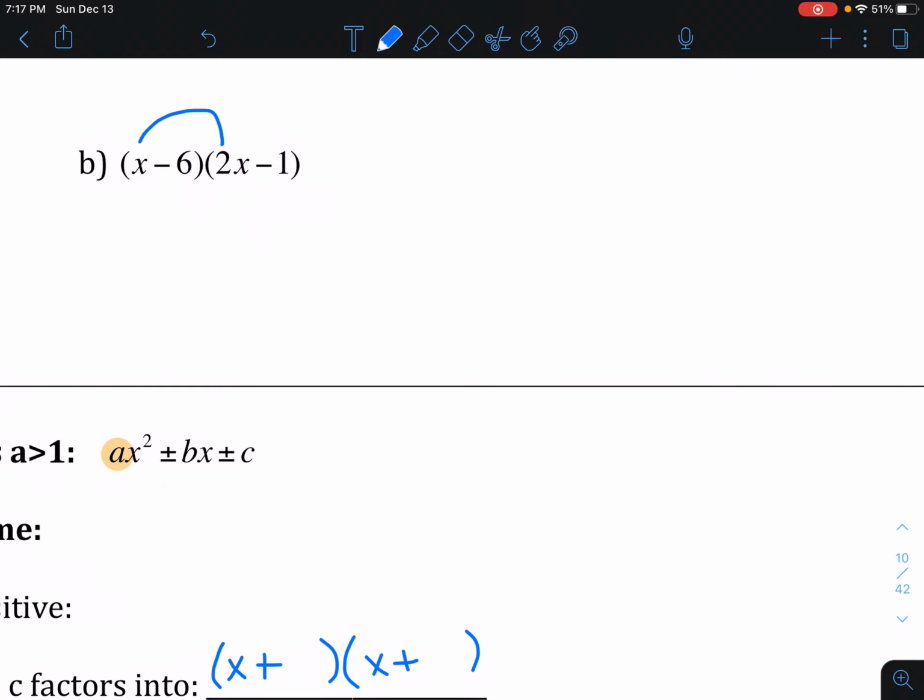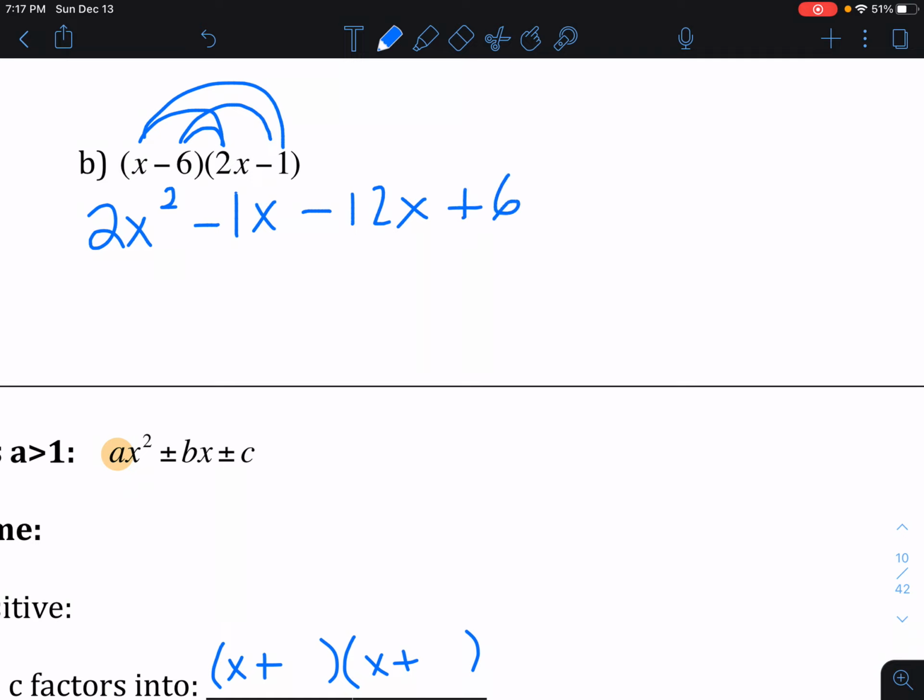First, x times 2x is 2x squared. Outside would be minus 1x. Multiply the inside numbers would give you minus 12x. And multiply the last in each parentheses, that would be a negative times a negative, a positive 6. And then combine like terms, 2x squared drops down. These two can be added together to make minus 13x and bring down the plus 6.